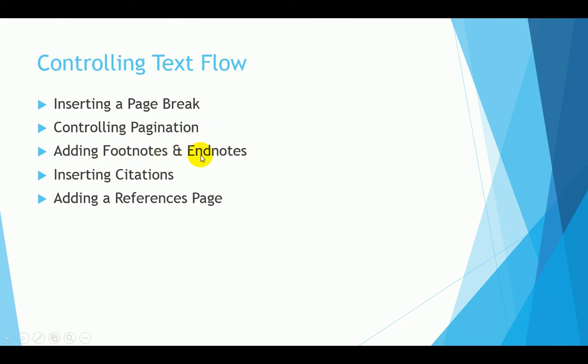We're going to talk about footnotes and endnotes to be able to document our papers that you might write. Inserting citations. This is when I'm using some kind of a bibliography or something along those lines, and I want to make note of the items that are being referenced in my document. And then finally adding that reference page, whether it's called a bibliography or works cited, adding that page to my document.